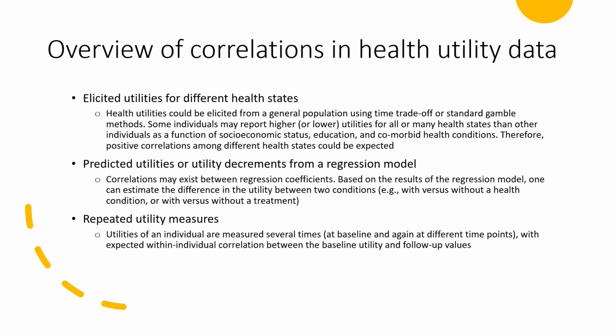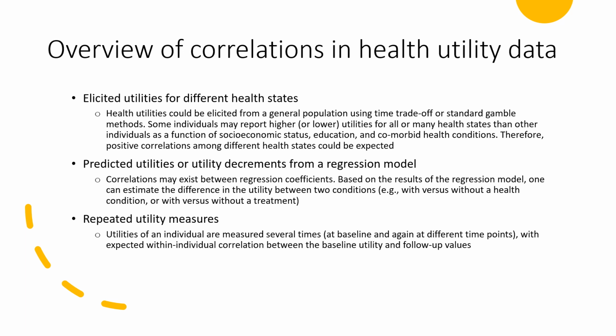There are several types of common correlations of elicited utilities for different health states. First, health utilities could be elicited from a general population using time trade-off or standard gamble methods. Some individuals may report higher or lower utilities for all or many health states than other individuals as a function of socioeconomic status, education, and comorbid health conditions. Therefore, positive correlations among different health states could be expected.